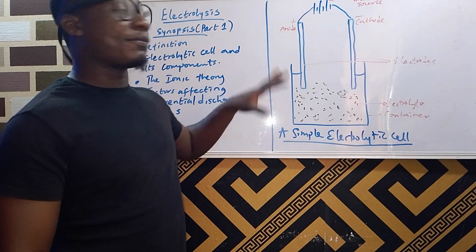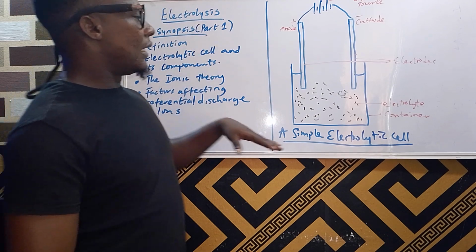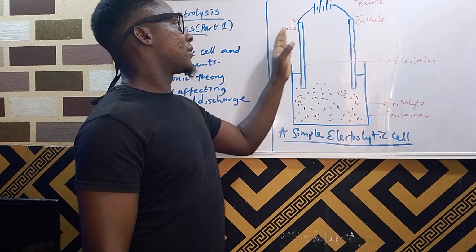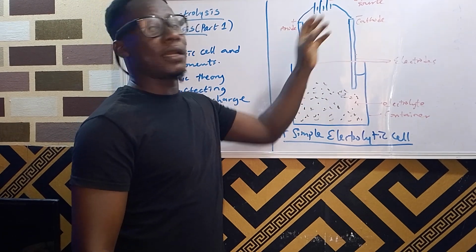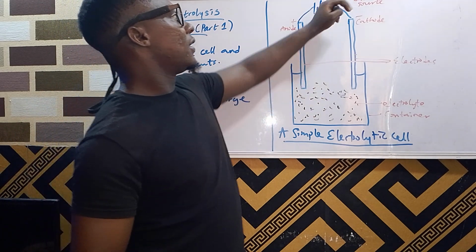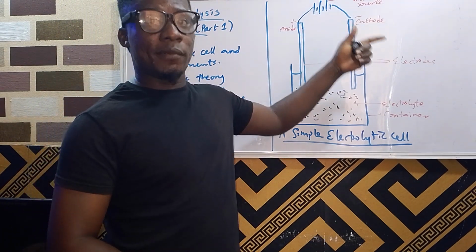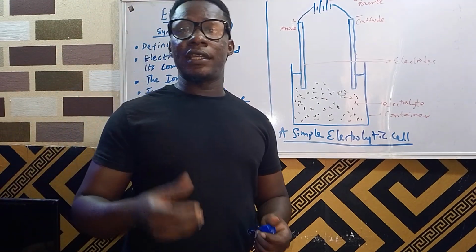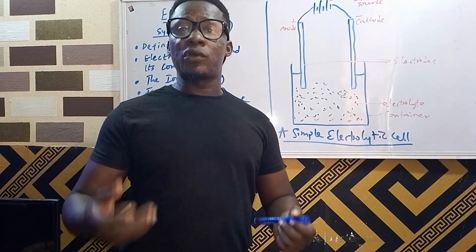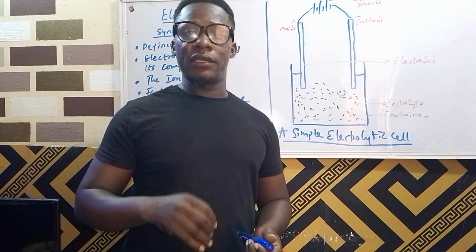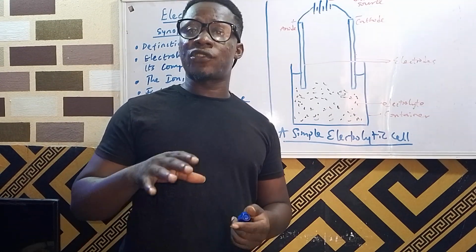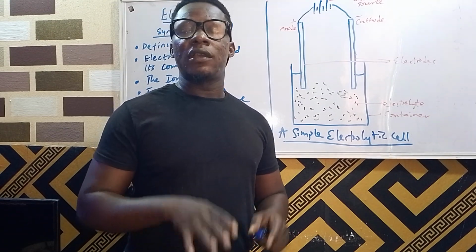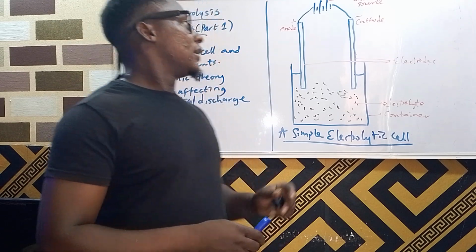This is the diagram of a simple electrolytic cell. In the electrolytic cell, we have the container, we have the electrolyte, we have the electrodes, the anode and the cathode, and the battery source. Battery source is where the electrical energy is coming from, and the electrolyte is usually a chemical substance that decomposes when electricity enters into it. An electrolyte is a chemical substance which is always in molten or aqueous state, and it decomposes when electric current passes through it.